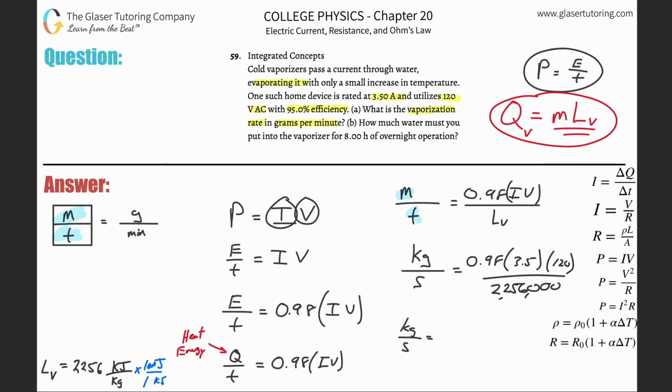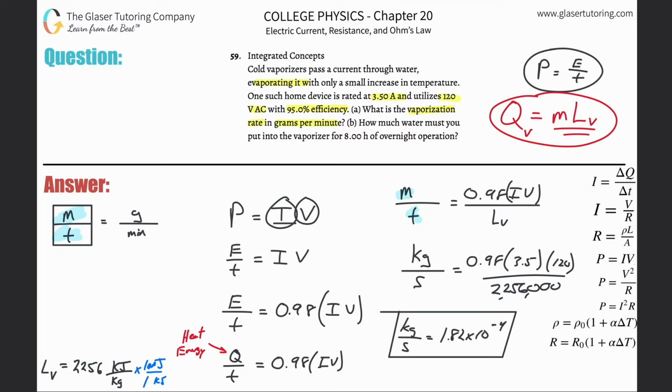So let's see. There's a lot going on in the problem. 3.5 times 120 divided then by 2,256,000. So 1.82 times 10 to the minus fourth. And those are the units there of kilojoule per second, or kilogram per second. Now all I need to do is convert that into gram per minute, right?